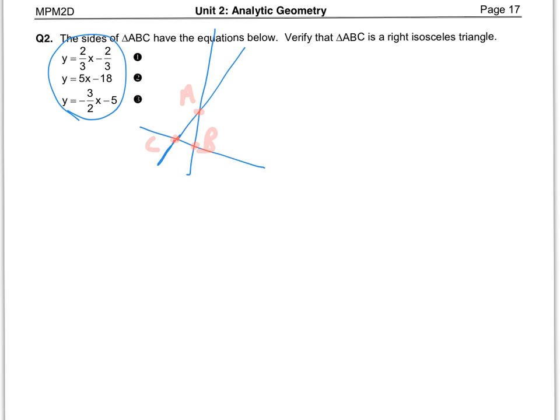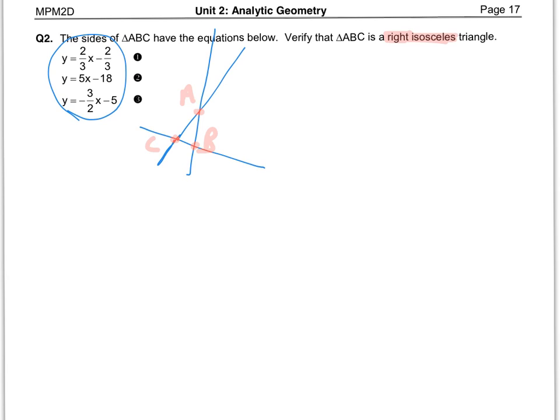So that tells me here that I'm going to perhaps need some intersection points. Now we also want to verify that this triangle is a right triangle, so I'm thinking I need some slopes, and slopes that are negative reciprocals of each other's, and we also need to show it's an isosceles triangle. So isosceles tells me I need to be looking at side lengths.